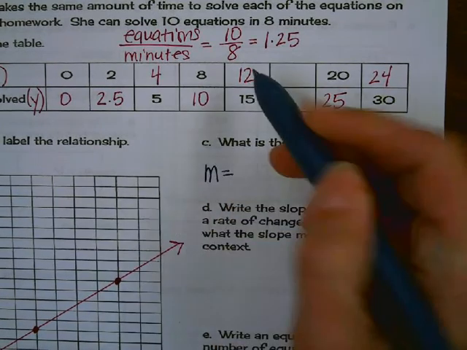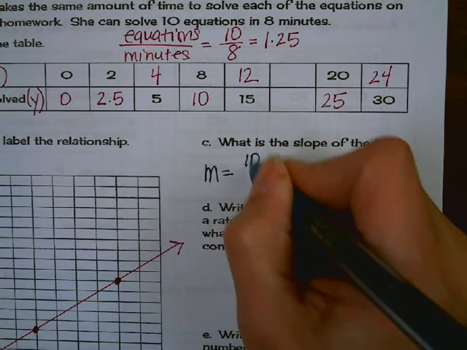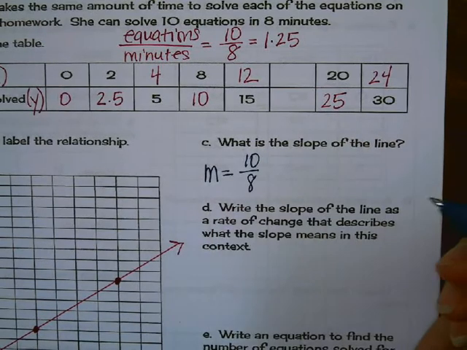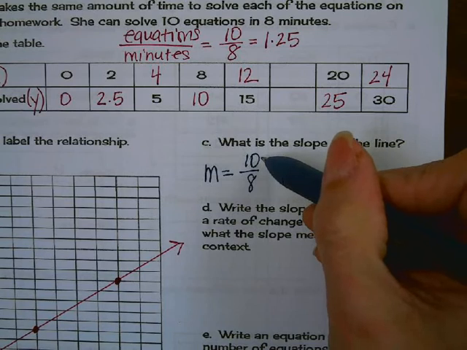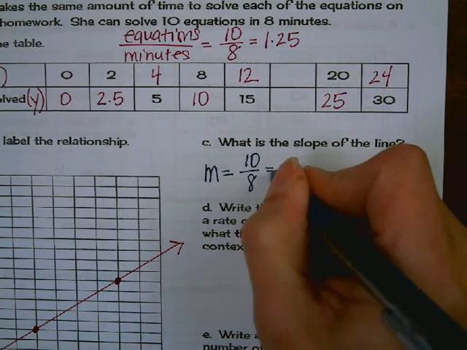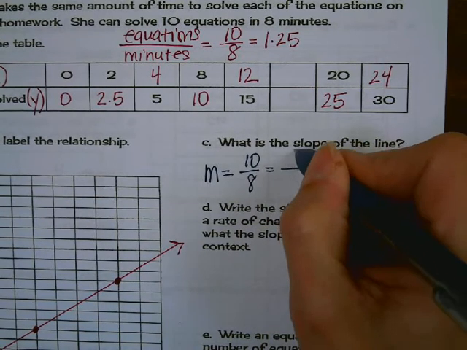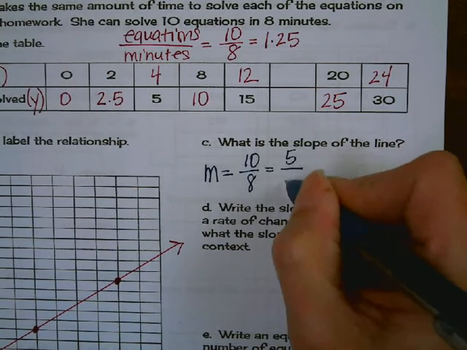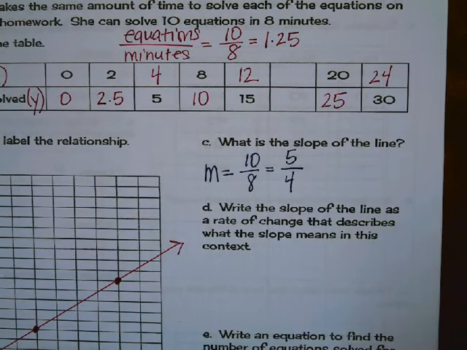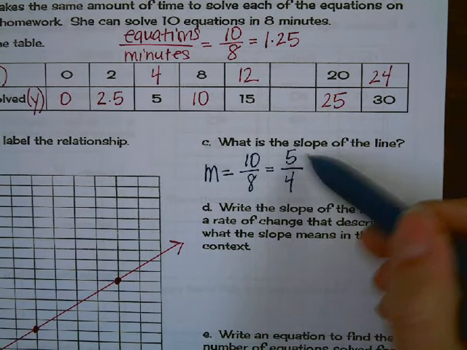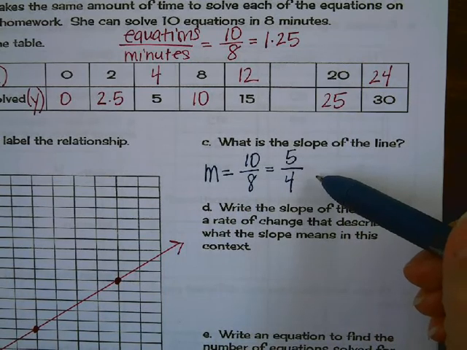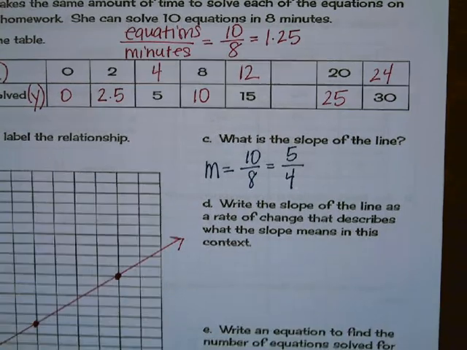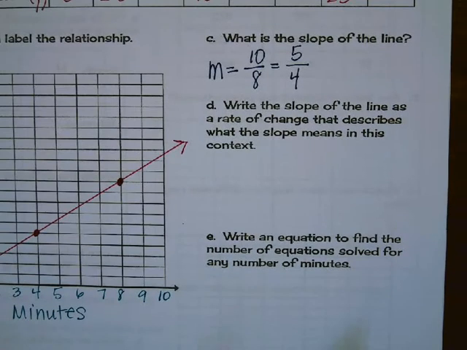So I look back up at what I did when I found that proportional constant. My slope, I'm going to use that, which is my 10 over my 8. Of course, I always want to see if it can be reduced. I ask myself if anything can go into both 10 and 8, and I see that 2 can. So 10 divided by 2 is 5, 8 divided by 2 is 4. Now my slope has been simplified, and I have that 1.25, that unit rate, in terms of a fraction.